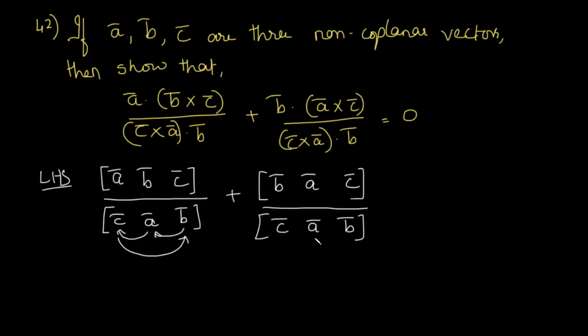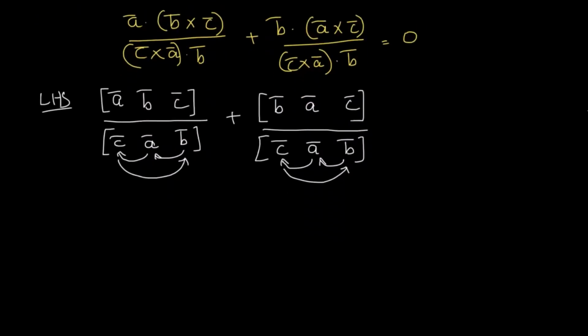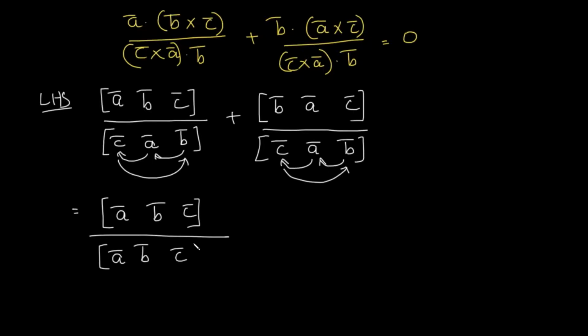The same rearrangements are done over here as well. This way, A is taken here, B is brought here and C is taken here, so that we get ABC. Okay, those two remain the same. So let us make that change first, and then we'll see what happens over here. So this becomes now ABC upon ABC. Remember, making a cyclic change does not change the value of the scalar triple product.